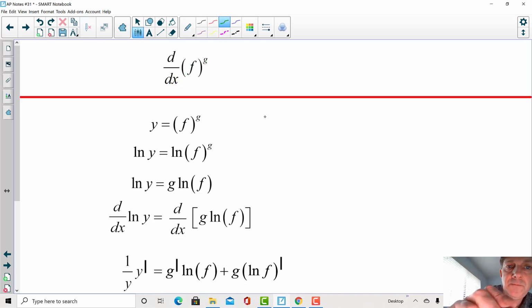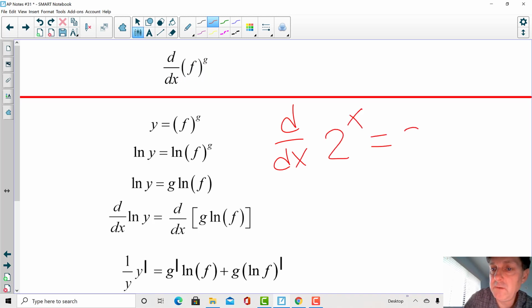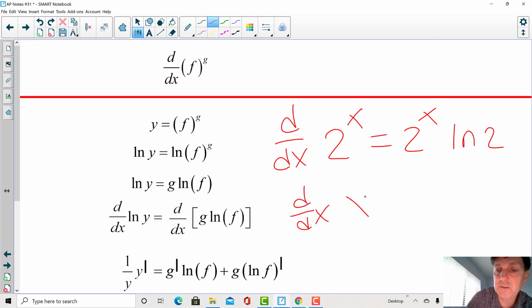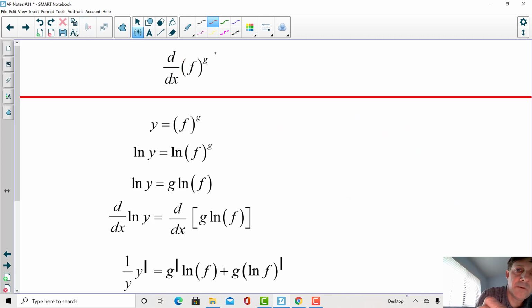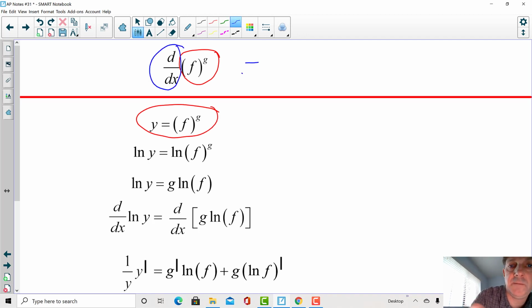I also want to remind you that the derivative of a number to the x is number to the x times ln of that number. And the derivative of x to a number, the number comes down and the new power is 1 less. This is neither of those things because f is not a constant and g is not a constant. So here we go. I'm going to write this as y. I'm doing it right here. But I want the derivative of this. So my final answer is going to be the derivative of y.